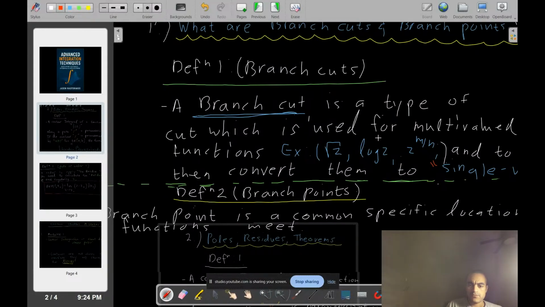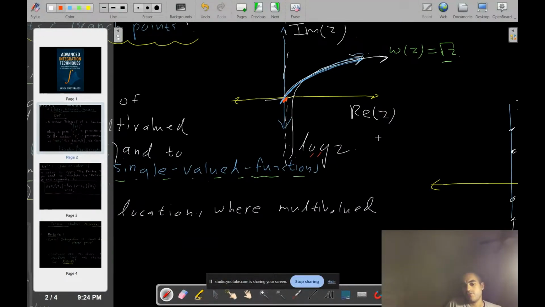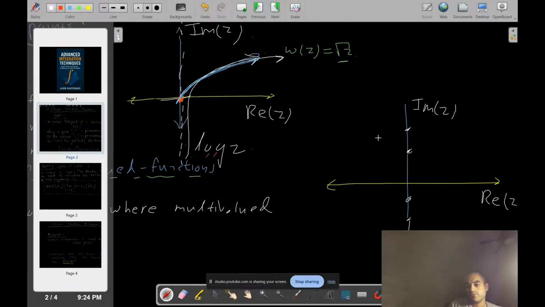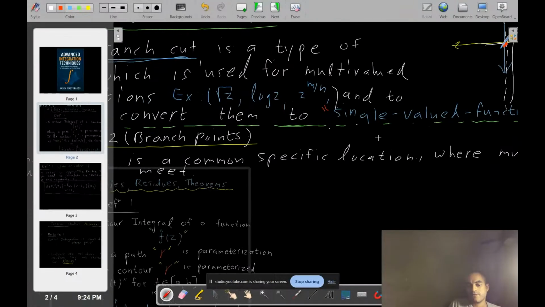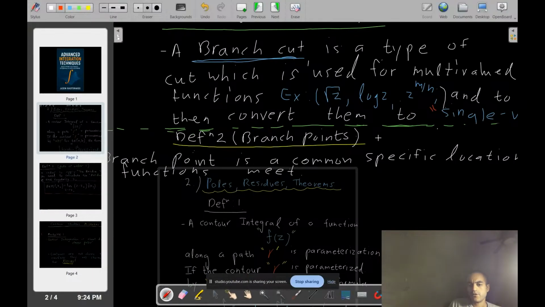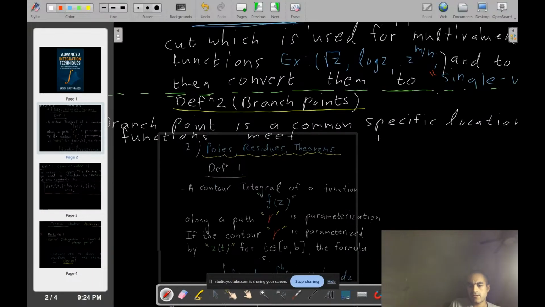So we know the branch point. The branch cut is just those multi-valued curves: w of z equals root z, log z. It doesn't matter, there are more of these. It doesn't have to be just these two; there are multiple of them. So we've talked about branch points and branch cuts.